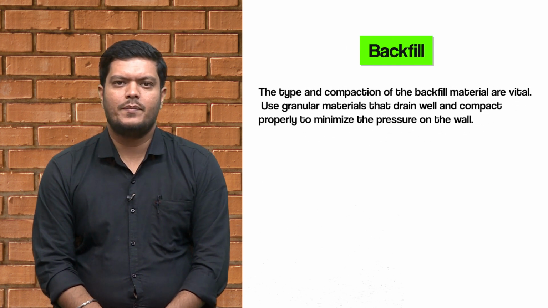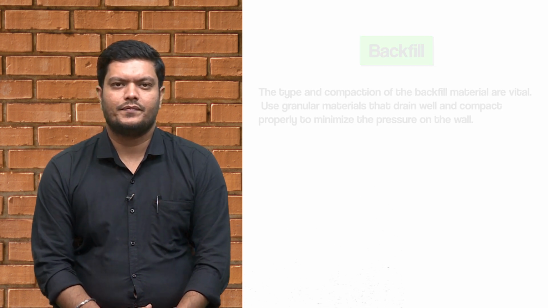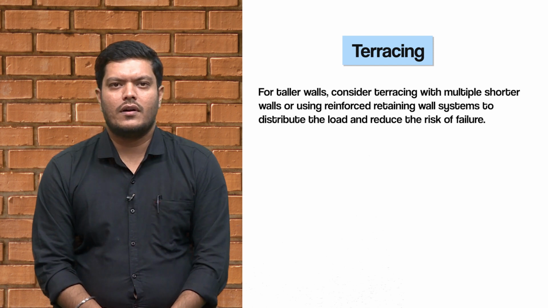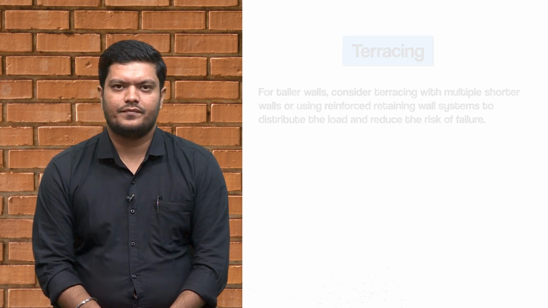Backfill. The type and compaction of the backfill material are vital. Use granular material that drains well and compacts properly to minimize the pressure on the wall. Terracing. For taller walls, consider terracing with multiple shorter walls, or using a reinforced retaining wall system to distribute the load and to reduce the risk of failure.